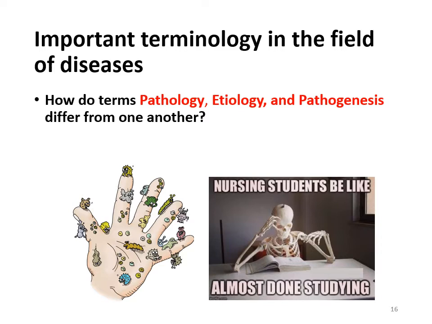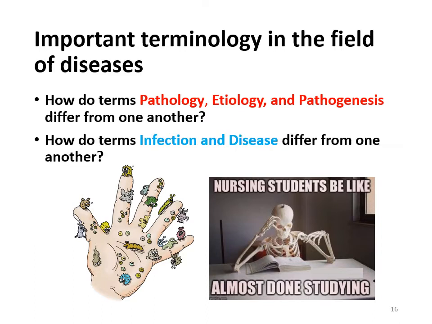The next term is pathogenesis. Now patho you saw as disease in the first term, but now when you include genesis, anything that involves genesis talks about the beginning of things. So pathogenesis is defined as studying the development or beginning of a particular disease. Okay, so again, pathology is studying disease in general. Etiology is studying the cause of a disease, such as the exact bacteria or the exact virus. And pathogenesis is studying the development or progression of that disease.